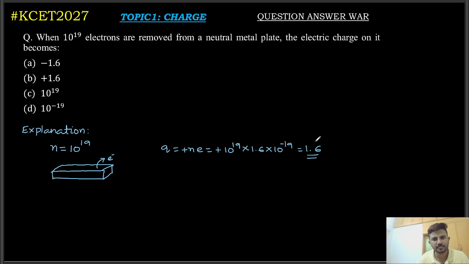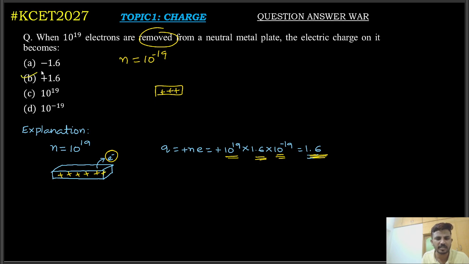Next we have, 10 to the power 19 electrons are removed from a neutral metal plate. The electric charge on it is? So N value is given, 10 to the power 19 electrons are removed. That means the body gets positive charge. Electrons are coming out, so we can consider a positively charged body. So the first option is not correct. So N into E, N value is 10 to the power 19 and E value is 1.6 into 10 to the power minus 19. If you multiply, you will get 1.6 as your answer. That is option B is correct.